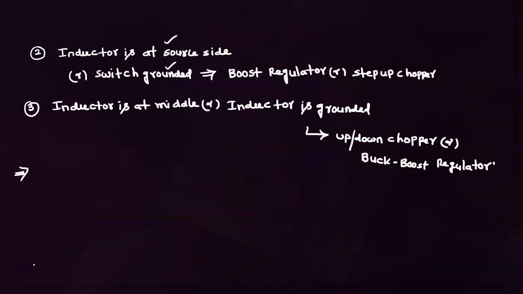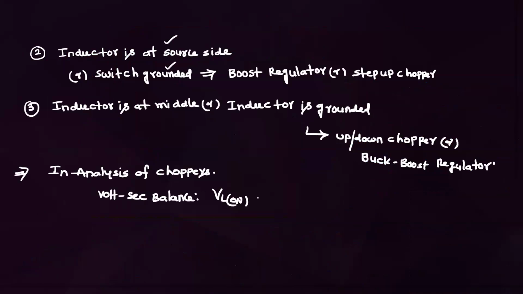Next, in analysis of choppers, there are so many theories to analyze these choppers, like energy balance theory. But I am following the volt second balance and current second balance. According to volt second balance, VL on into T on plus VL off into T off equal to 0.